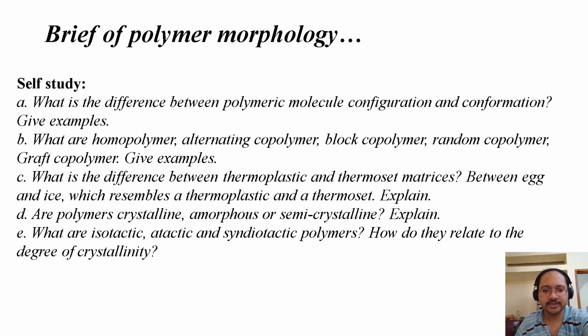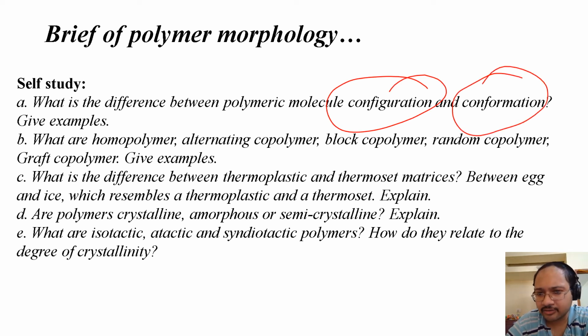Now I would want you to do this self-study, and this will help you understand polymeric morphology in detail. There is some homework which I would request you to do in your time. First, understand the difference between polymeric configuration and conformation. They sound similar, but they are not the same. What are homopolymers, alternating copolymers, block copolymers, random copolymers, and graft copolymers? These are different branching of copolymers.